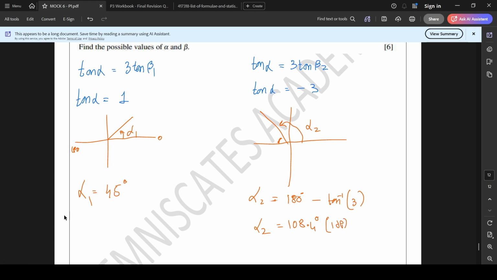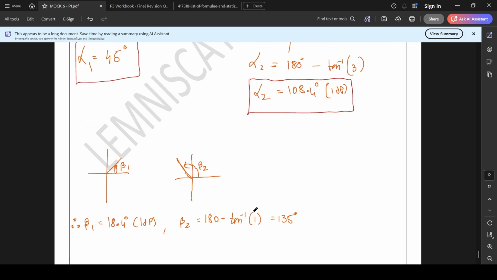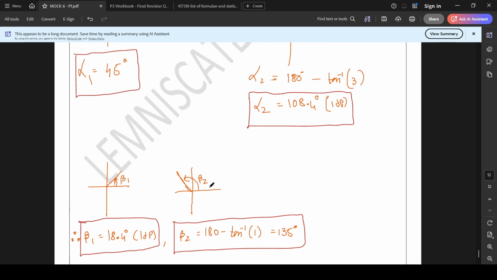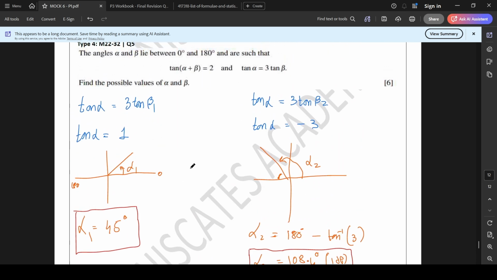So here are my answers. In between 0 to 180 degrees, I got two values of alpha, and with respect to that, I've also got two values of beta over here. This becomes my final answer. And you can always cross check this by substituting the values of alpha and beta into this equation. Always use the correct pair, only then you will get this answer over here.